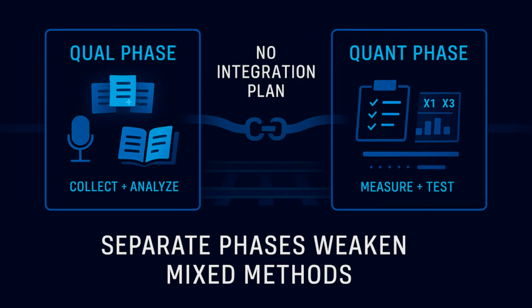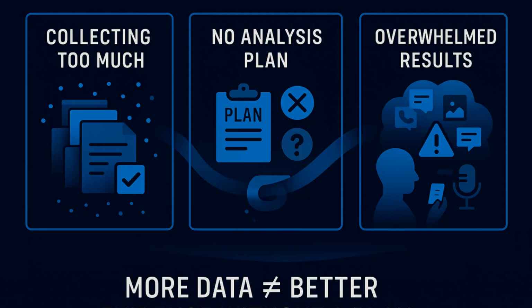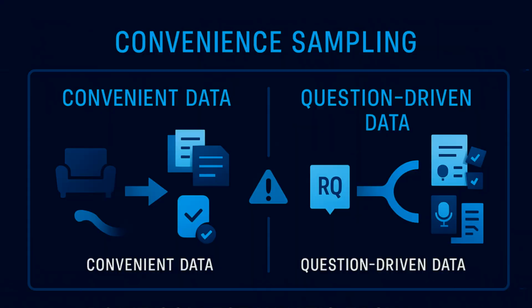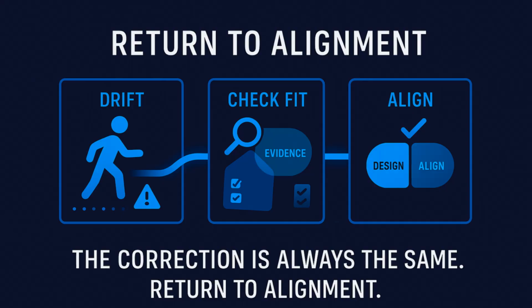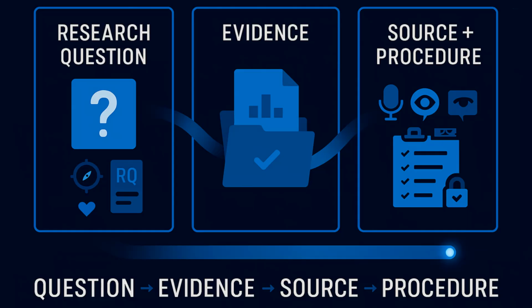Another is having no integration plan for mixed methods, and treating the qualitative and quantitative phases like separate projects. Another is collecting far too much data, without a clear plan to analyze it. Another is collecting data because it is convenient rather than because it answers the question. The correction is always the same. Return to alignment. Make sure the research question dictates the evidence, the evidence dictates the source, and the source dictates a clear procedure.